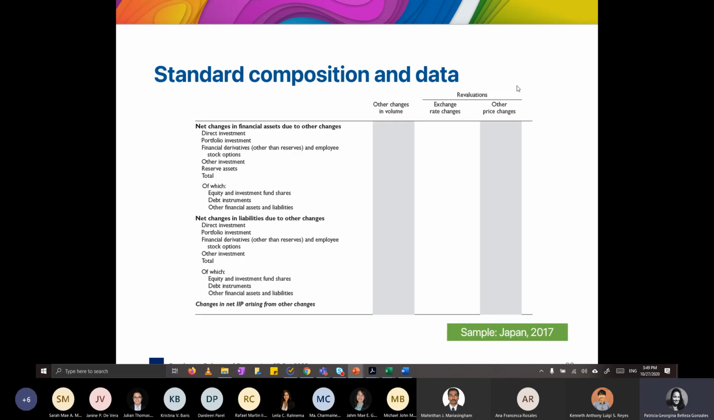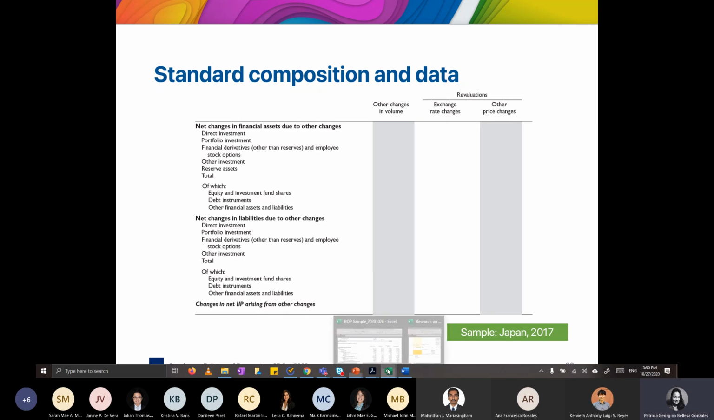So this is just the standard composition and data again. We have here net changes in financial assets due to other changes, which are classified or categorized according to the functional categories consistent with the financial accounts. So that's what we have here. We do it for assets and liabilities, and the netting occurs again between the acquisition and disposal rather than assets and liabilities. So you have changes in net IIP arising from other changes.